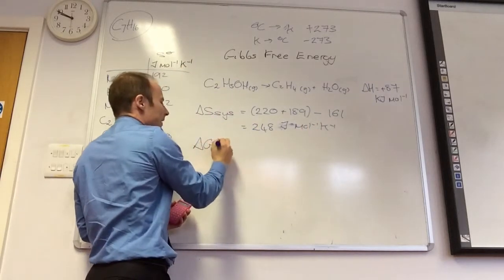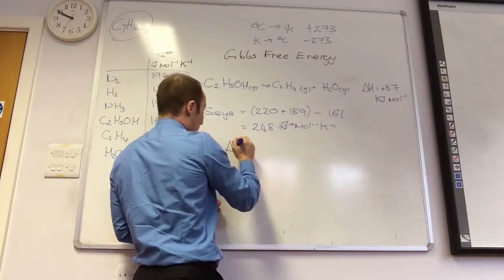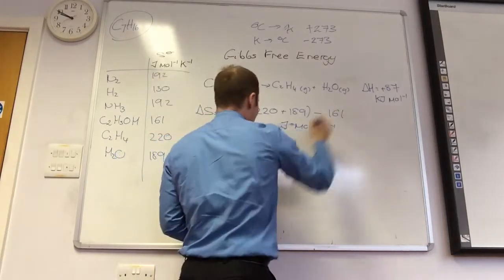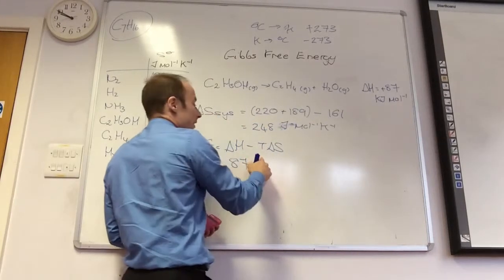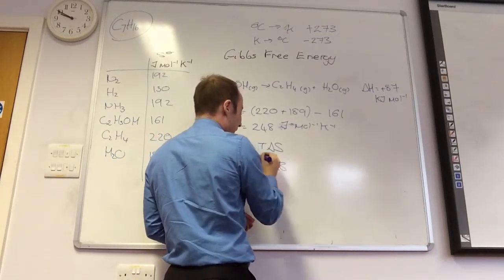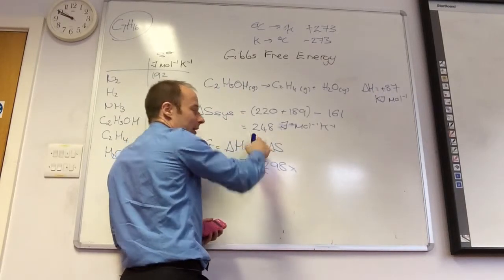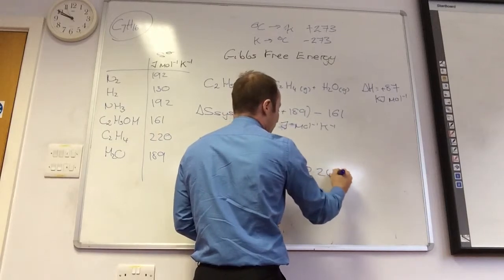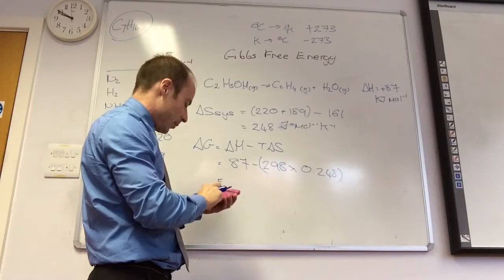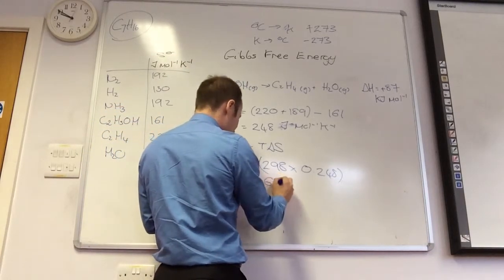I'm then going to work out delta G. Delta G is going to be delta H minus T delta S. Delta H, they told me, is 87. The temperature they want me to do it at is 25 degrees C, which is 298 Kelvin. Delta S is 248, but I need to divide that by 1,000 to give me 0.248. So that's 87 minus 298 times 0.248.